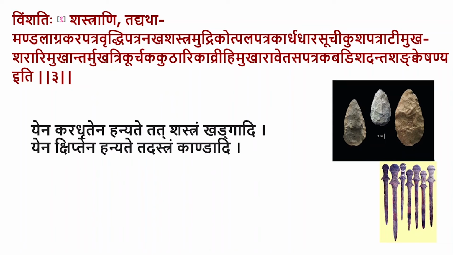of the human being. And they were of 20 varieties, and they are Mandalagra, Karapatra, Vrittipatra, Nakhashastra, Mudrika, Utpalapatra, Ardhadhara, Suchi, Kushapatra, Atimukha, SharariMukha, Antarmukha, Trikurchaka, Kutharika, Vrihimukha, Ara, Vetasapatra, Badisha, Dantashanku, Eshani, and so on.